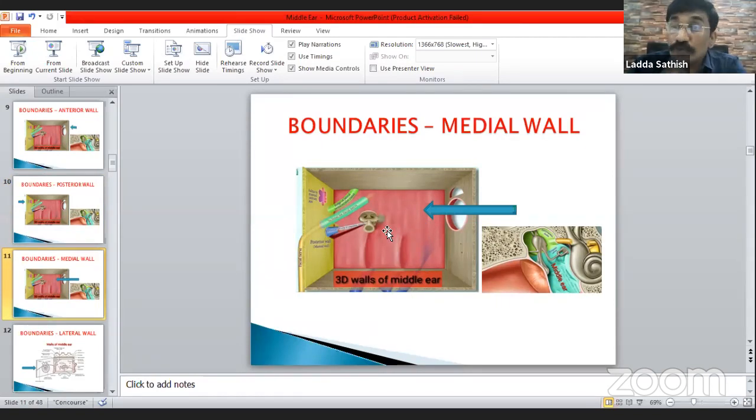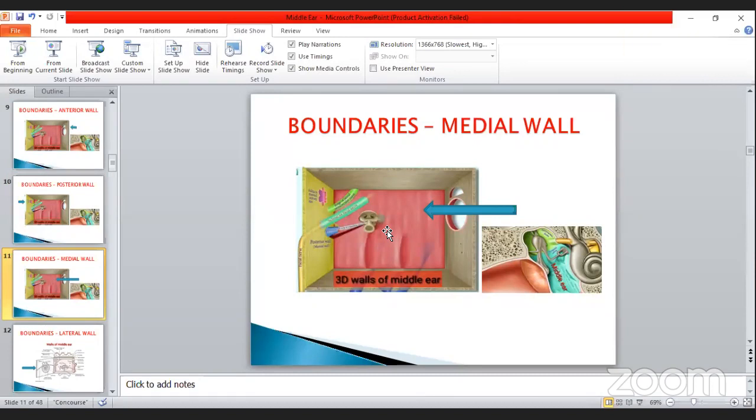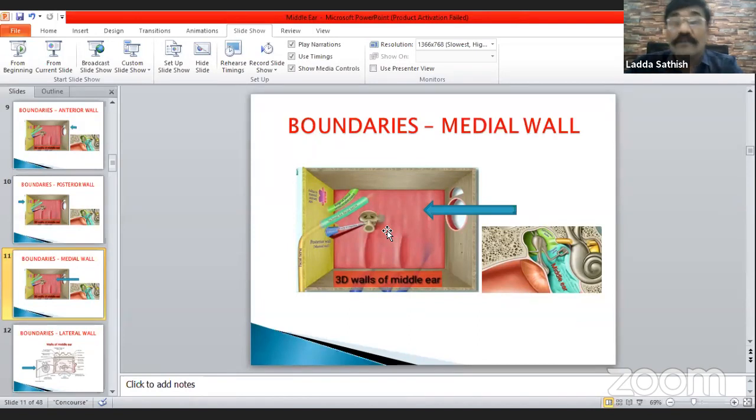This medial wall shows two main openings, two windows, like two windows for my home, two windows for my room. One window is of oval shape and the second window is of round shape. So the window which is of oval shape is called the oval window, or in other words, it is also known as the fenestra vestibuli. Now this is the new word, fenestra vestibuli.